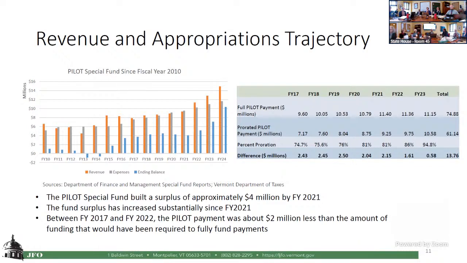As I've shared with the committee before, and it's in the issue brief as well, starting in fiscal year 22, you start to see gaps between revenue and expenses. This is explained both by the number of new towns implementing local option taxes and also some post-pandemic trends in sales and meals and rooms tax. Those tax types performed quite well post-pandemic, and so we really started to see more revenue accruing to the pilot special fund. The surplus within the fund has increased substantially. In fiscal year 21, it was $4 million, and at the close of fiscal year 24, it was over $10 million.